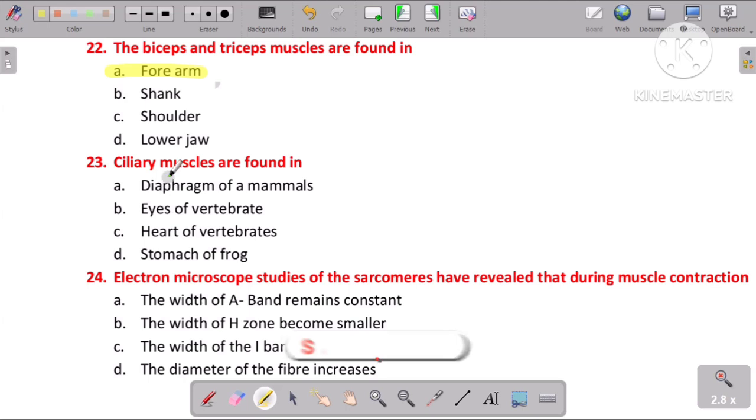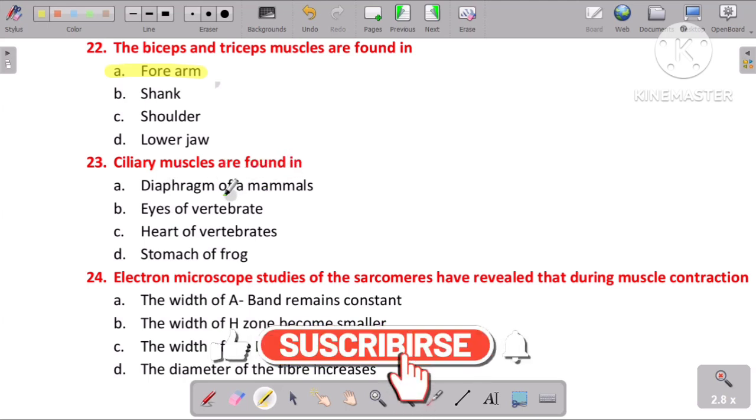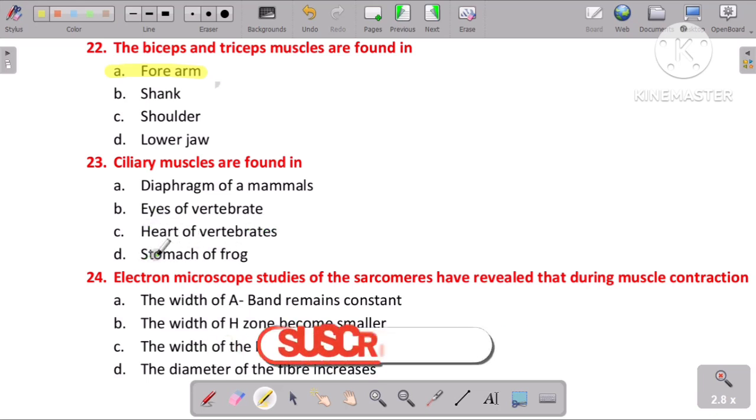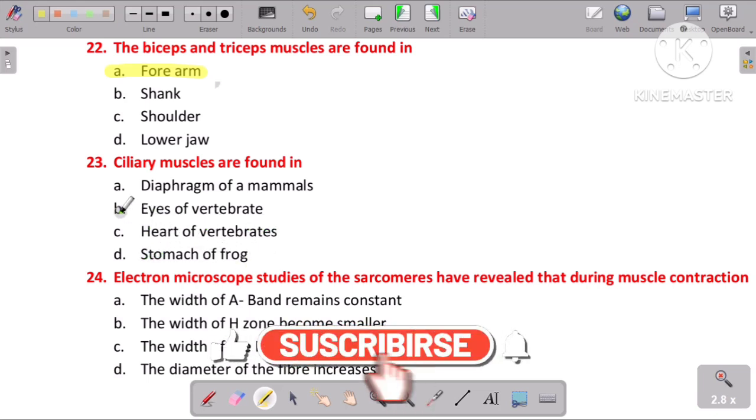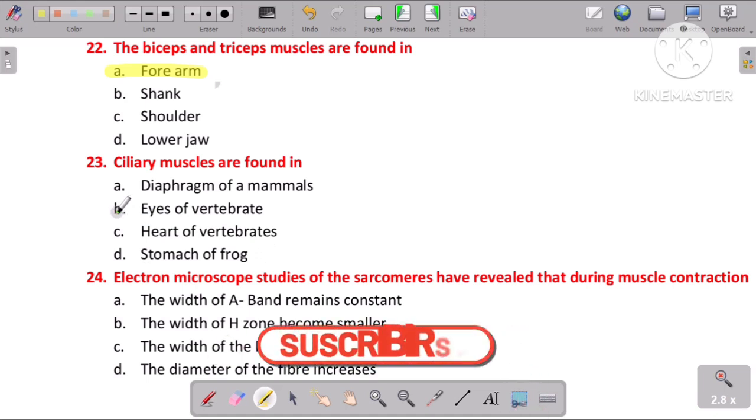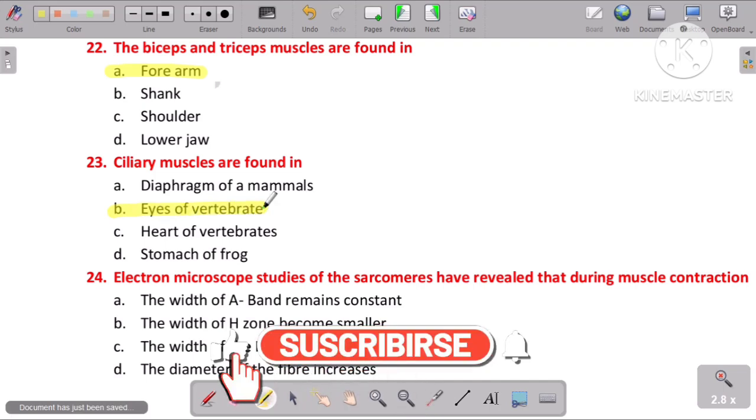So the next question is: ciliary muscles are found in option A diaphragm of a mammal, option B eyes of the vertebrate, option C heart of vertebrate, option D stomach of frog. So the right answer is option B, eyes of the vertebrate.